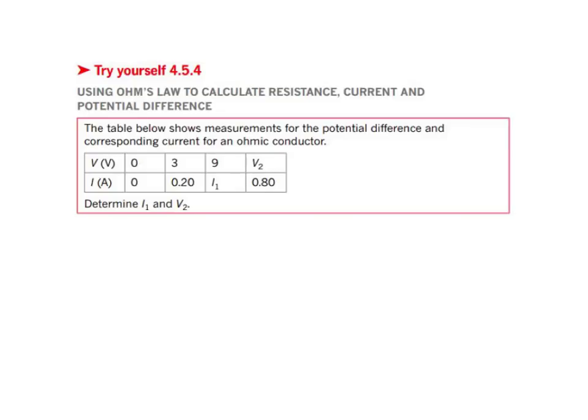Okay, welcome back. So I'm going to use the equal resistance ratios. If we want to work out what I1 is, determining I1, what we want to do is put it in one of those equal ratios. 3 over 0.2 is going to equal 9 over I1. Rearrange for I1. So I1 becomes 9 times 0.2 over 3, which is going to be 3 times 0.2, which is 0.6, and we're looking at amperes.